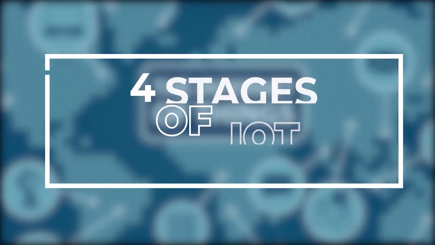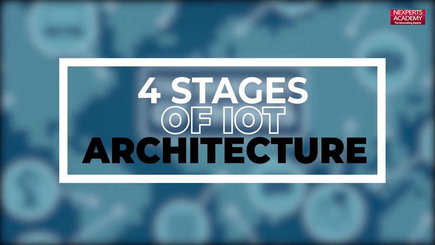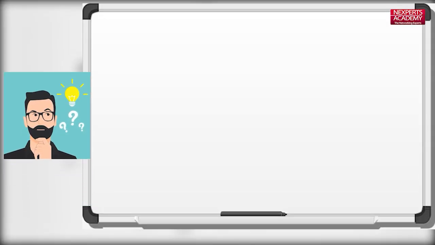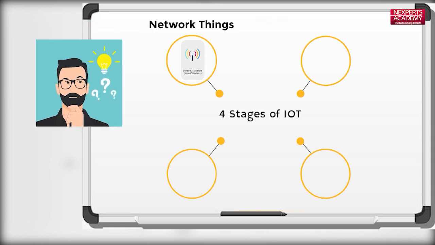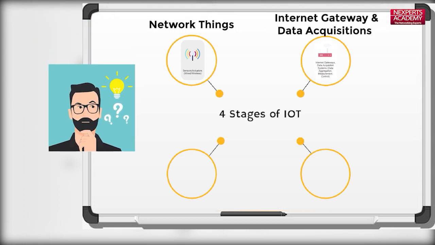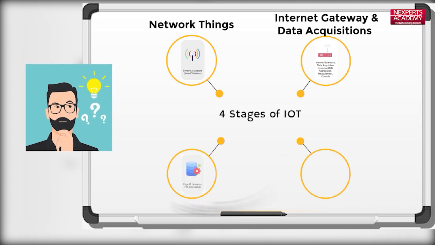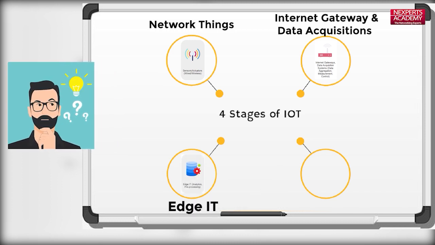Next, let's learn about various stages in IoT architecture. The first stage is network things. Second is internet gateways and data acquisition systems. Third stage is the appearance of edge IT systems, and the last stage is data center and cloud.